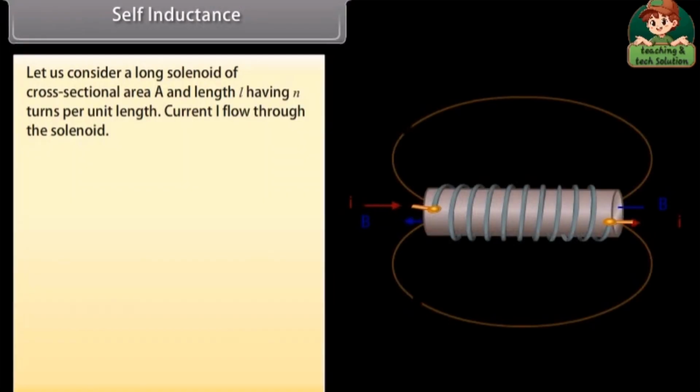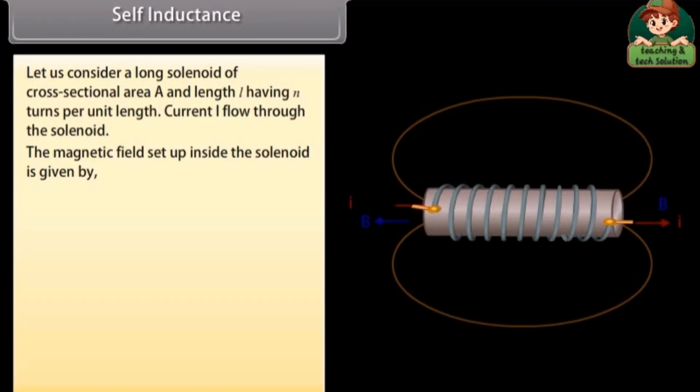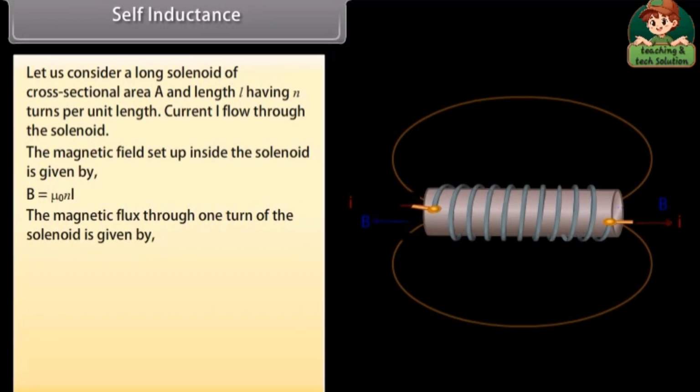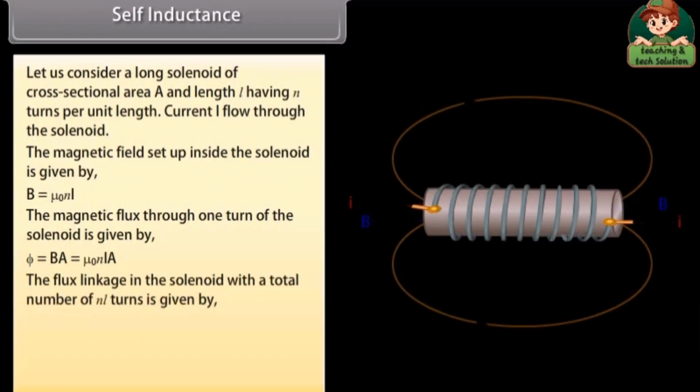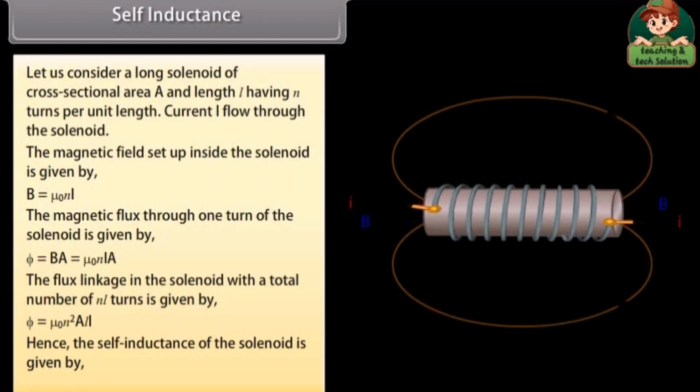Let us consider a long solenoid of cross-sectional area A and length L having N turns per unit length. Current I flows through the solenoid. The magnetic field set up inside the solenoid is given by the product of mu naught N and I. The magnetic flux through one turn of the solenoid is given by the product of mu naught N, I and A. The flux linkage in the solenoid with the total number of NL turns is given by mu naught N square ALI. Hence the self-inductance of the solenoid is given by mu naught N square AL.